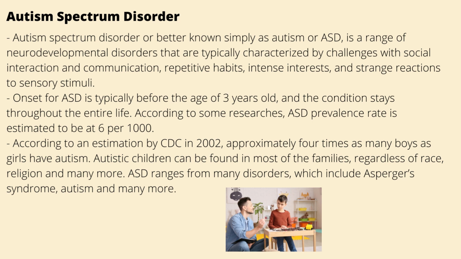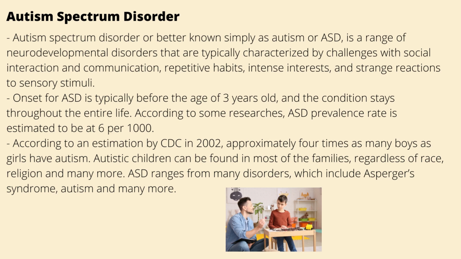Autism Spectrum Disorder, also known as ASD, is a range of neurodevelopmental disorders that's typically characterized by challenges with social interaction and communication, repetitive habits, interests, and others. Onset for ASD is typically before 3 years old, and the condition stays throughout the entire life. According to some studies, ASD prevalence rate is estimated to be at 6 per 1,000.